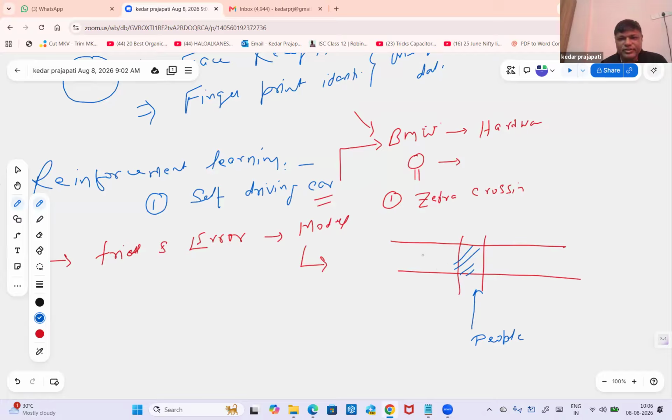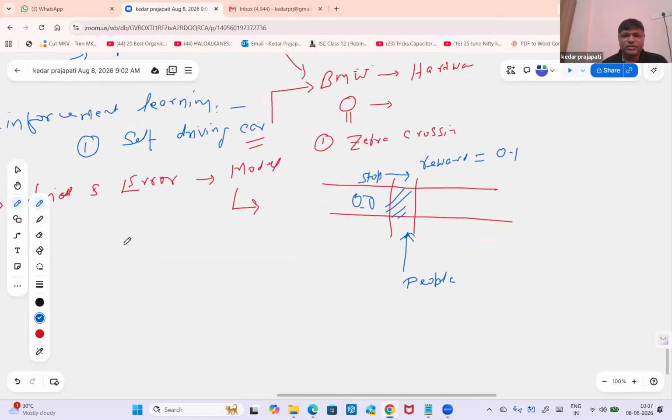Suppose your car is here and it sees a zebra crossing, and it does not see people either. Then what does it do? It has to stop here, or slow down and stop here. If it is stopping, then you assign some reward to it. If your car stops at the zebra crossing, you reward it. Maybe a reward of 0.1, some precision will be there.